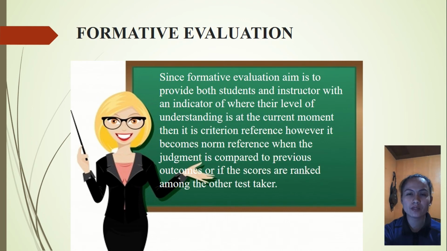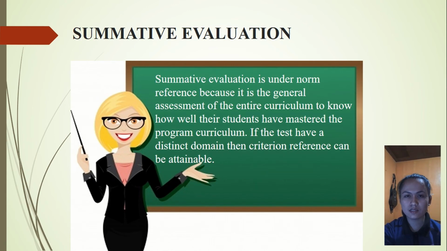Third is the formative evaluation. Since the formative evaluation aim is to provide both students and instructor with an indicator of where their level of understanding is at the current moment, then it is criterion reference. However, it becomes norm reference when the judgment is compared to previous outcomes or if the scores are ranked among the other test takers. Lastly is the summative evaluation.